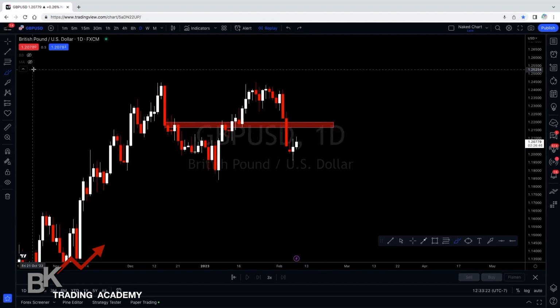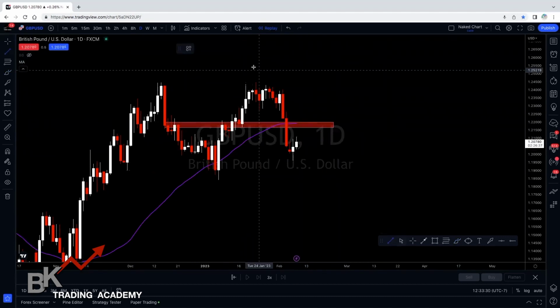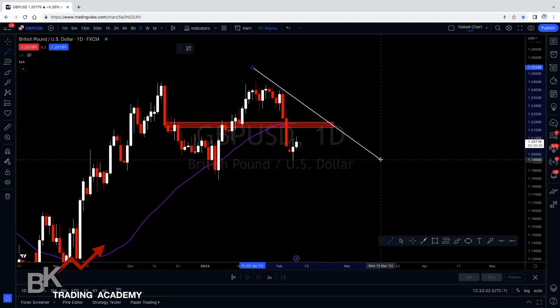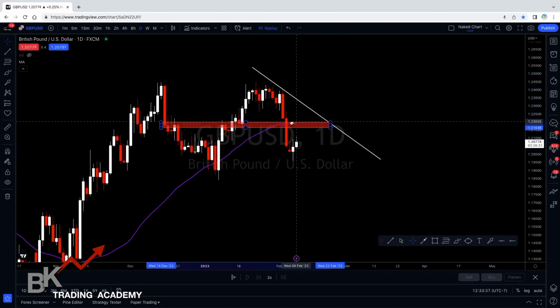A few confluences that I like to use is the 50-period moving average, for example. So you'll see that price is below my 50-period moving average on the daily. I'm simply going to do something like this, and I want to see that price bounces somewhere within this area, rejects off of it, and then continues to push to the downside.